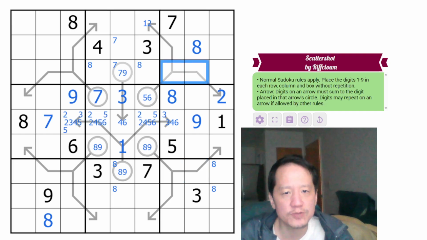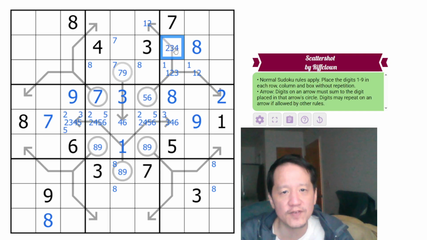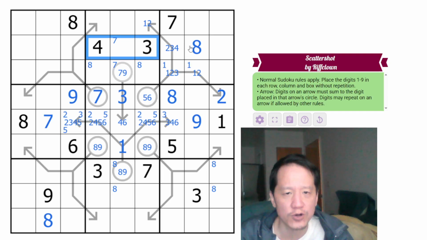This must add up to 1, 2, or 1, 3 to add up to 5 or 6, right? So therefore, this has to be 1, and it has to contain a 2 or 3. This cannot be 1. And it could be 2, 3, 4. It cannot be 5, because if it's 5, this would, oh, well, can't be 5 anyways. So this can't be 3 or 4 because of the 3 or 4 here.